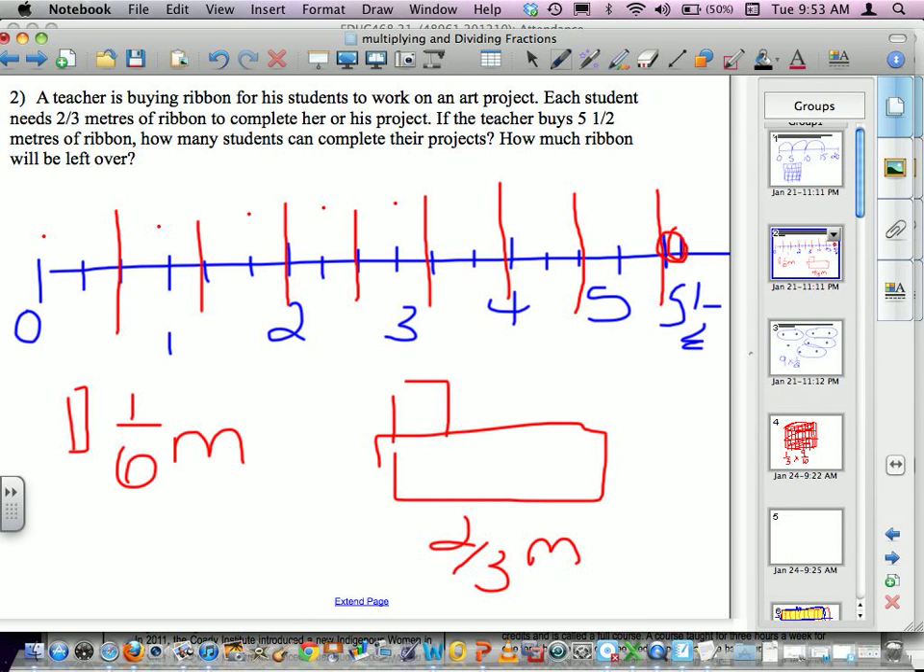Why didn't you do it like a 2/3? Because every kid needs 2/3 of a meter. So this becomes my project. So what portion of my project strip do I need, or do I have? I have 1 out of the 4 equal pieces I would need to make another project. So I actually have 1/4 left over, even though the length of it is 1/6. And the reason it's 1/4 is because 1/6 is 1/4 of 2/3.